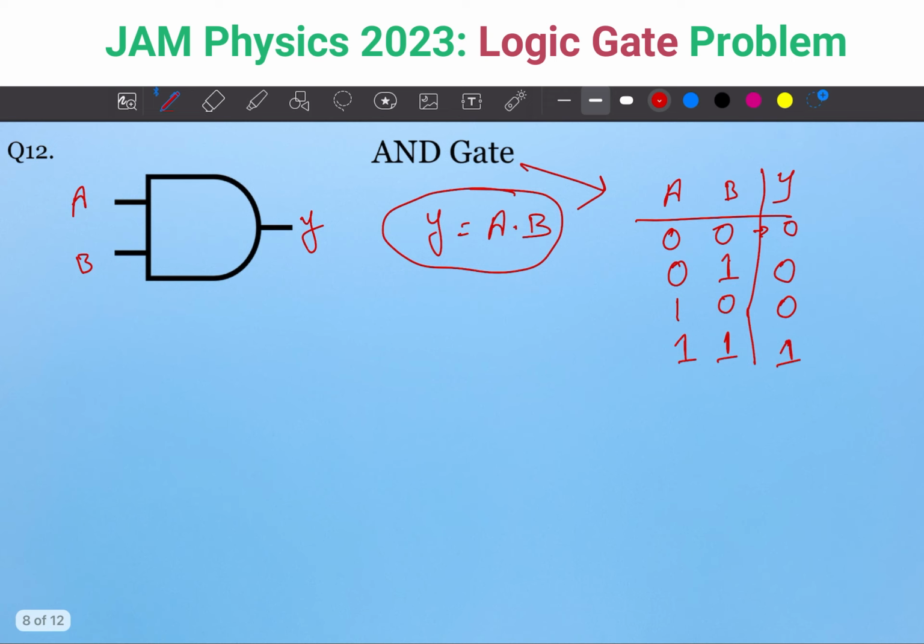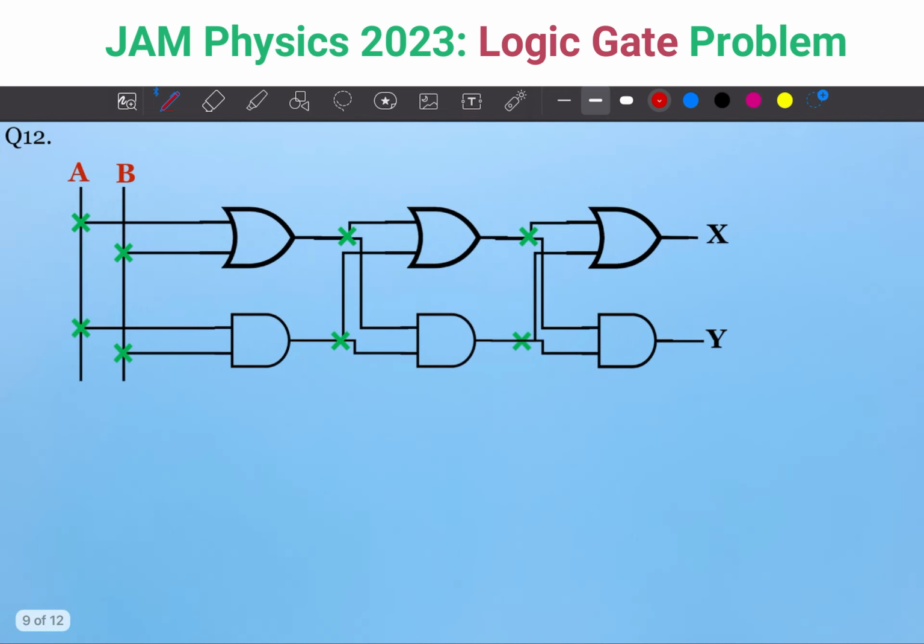Okay, so now let's go to the problem. This one will be type 1. Okay, so let's solve this problem by type 1.